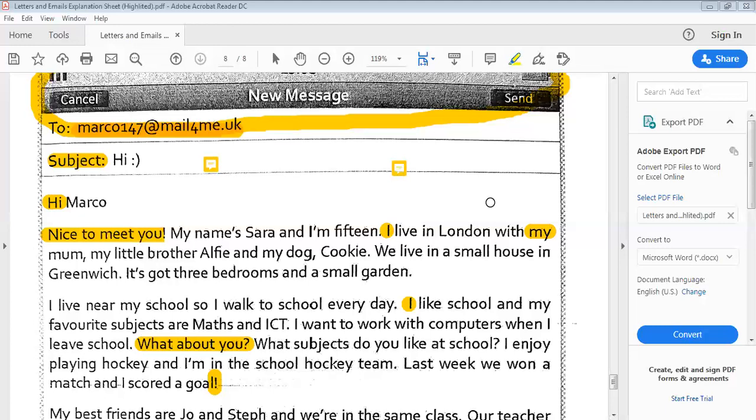Should we introduce ourselves? It depends on the reason for writing. Maybe you're writing to someone you already know. If you're writing to someone you already know, then you don't need to introduce yourself. Here in this email, this is a person they haven't met before. This is why she's introducing herself, okay? This is like pen friends.